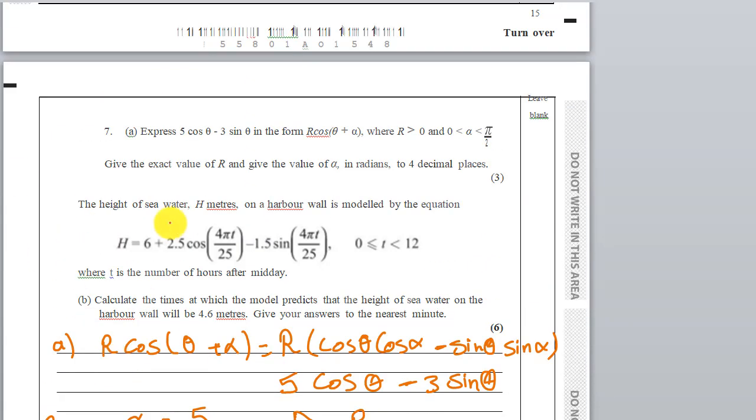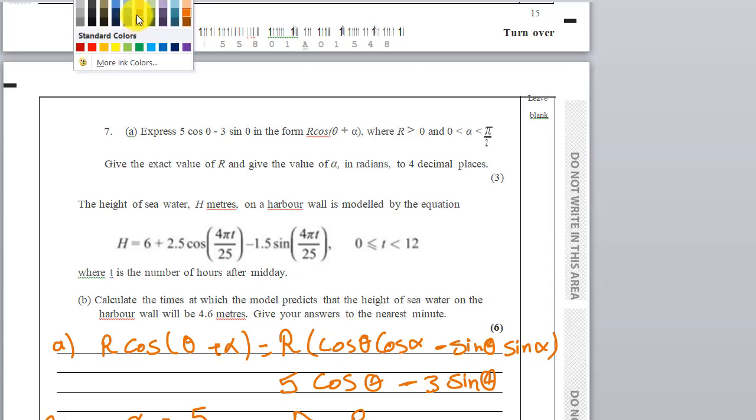Let us go ahead. The height of seawater H meter on the harbor wall is modeled by the equation, this one, where T is the number of hours after midday. Calculate the time at which the model predicts that the height of seawater on the harbor wall will be 4.6 meter. Give your answers to the nearest minutes.